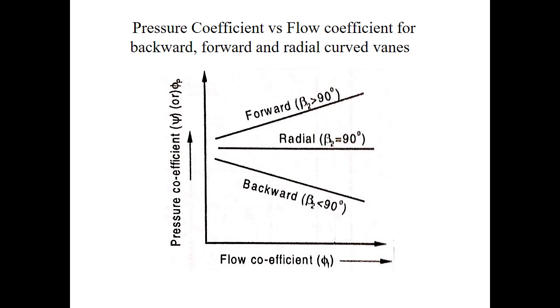Here is the pressure coefficient versus flow coefficient for three types of impellers: backward curved vane, forward curved vane and radial curved vanes. We can see as the beta 2 angle varies, how the pressure coefficient varies with flow coefficient. To find the work done in a centrifugal compressor, like I said earlier, we have considered backward curved vanes where the beta 2 angle is less than 90 degrees. We can see for backward curved vanes how the pressure coefficient varies with flow coefficient.